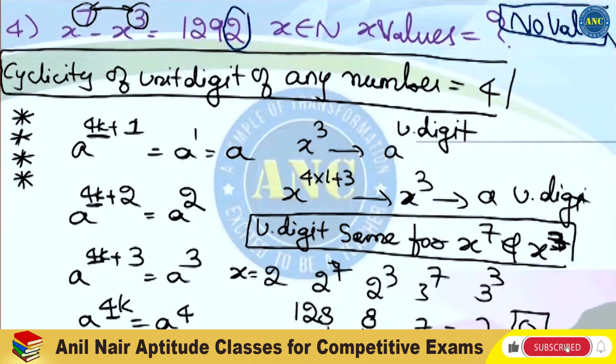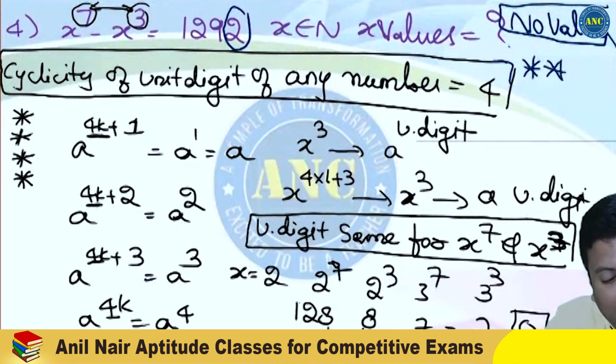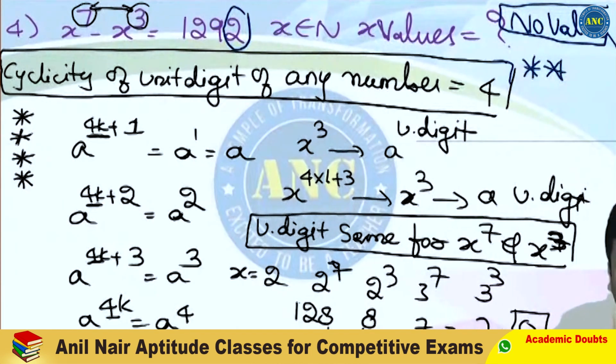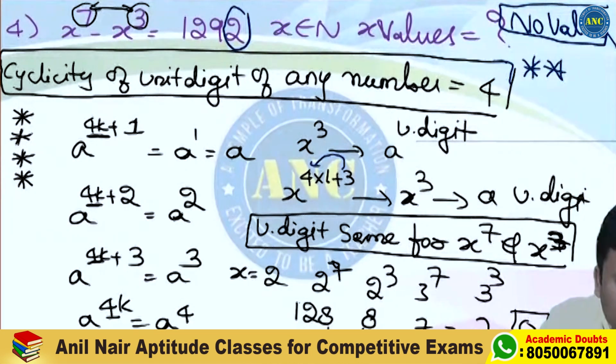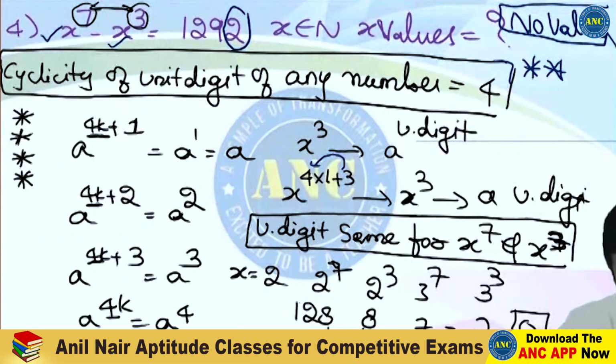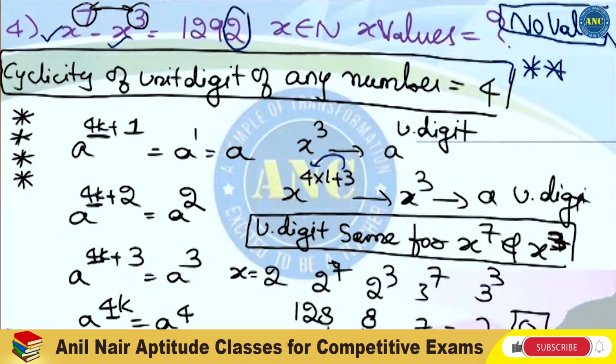I hope the idea is clear. The difference in the powers is nothing but 4. Cyclicity of the unit digit of any number is 4. After 4 steps, it will get repeated. 3 after 4 steps, 7, it will get repeated. This unit digit and this unit digit are same. So if I subtract, 8 minus 8 is 0, 7 minus 7 is 0. The right hand side unit digit should be 0. But according to the question, the right hand side unit digit is 2. So answer is no value.